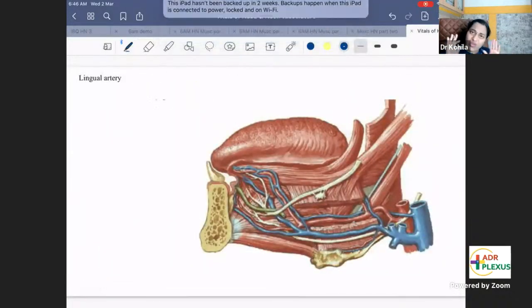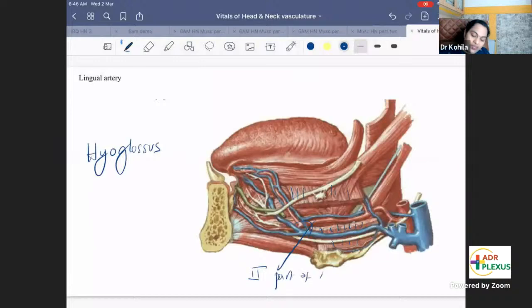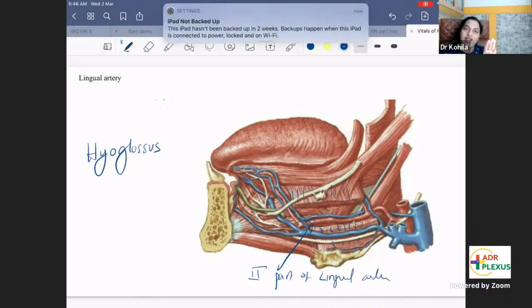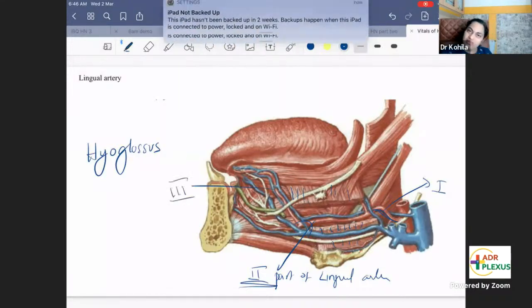Lingual artery, only one thing I want to stress again. What can you see, this muscle here? The name of the muscle that's cut is hyoglossus. Why is it cut? To show you the second part of the lingual artery. Please remember the lingual artery is divided into 3 parts by the hyoglossus. This is the first part of the lingual artery. The second part is deep to the cut hyoglossus, and along its anterior border, this will be the third part.